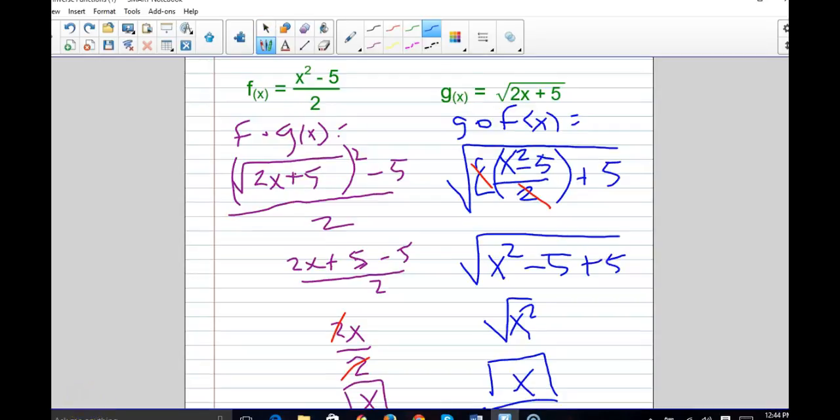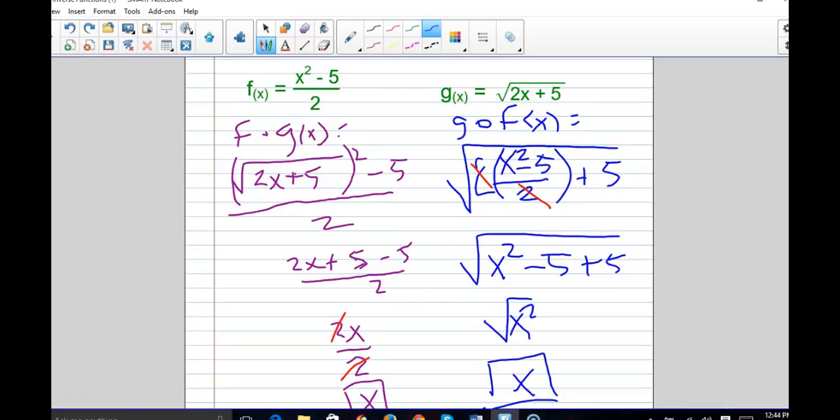Well, here's the work I put together. F composed with g is in purple. We plug in the function g in where we see x in f. And when we square or square root, we just get the radicand. And 5 minus 5 is 0. We have 2x over 2, which simplifies to x.